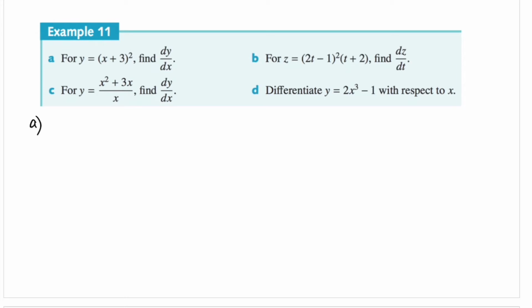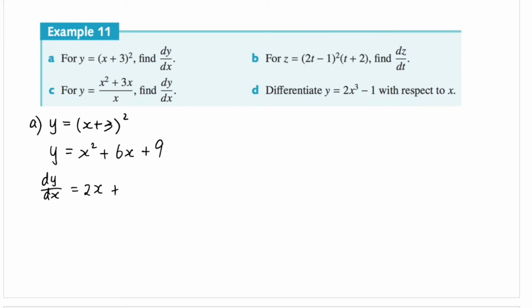So in question A, we have y is equal to x plus 3 squared, and we want to find dy over dx, which is the derivative of y with respect to x. So let's expand the bracket first. Expanding this perfect square, we have x squared plus 2 times x times 3, which is 6x, plus 3 squared, which is 9. Now, if we differentiate this, dy over dx, we bring the 2 to the front, reduce the power by 1, the first term becomes 2x, the second term is simply 6, and the constant term 9 is gone.